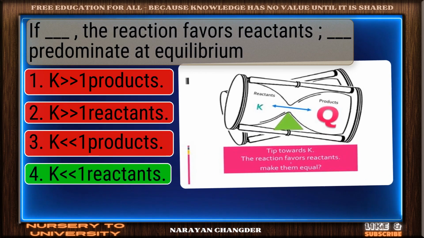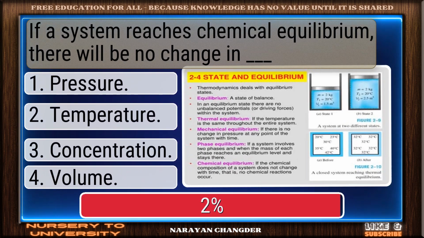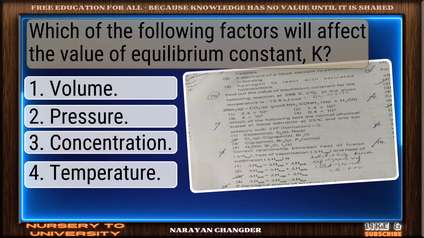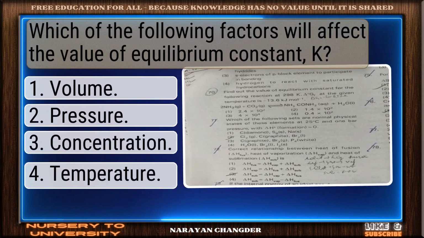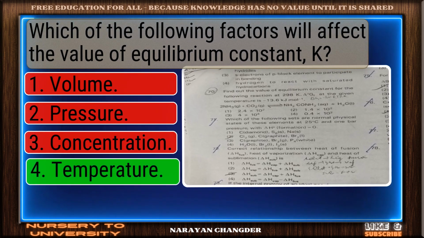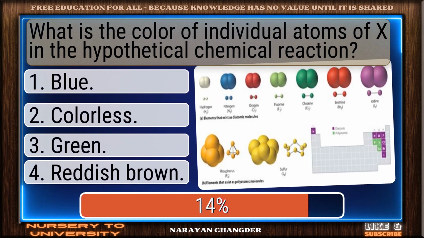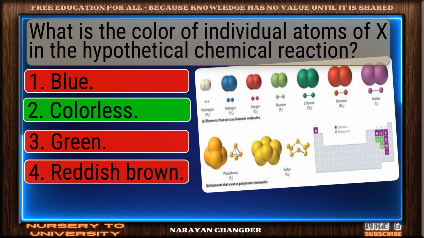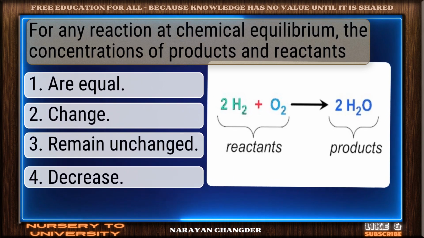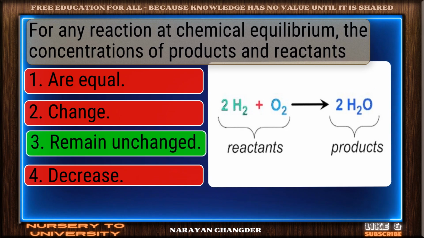On track. K less than 1, reactants. If a system reaches chemical equilibrium, there will be no change in dash. Great job. Concentration. Which of the following factors will affect the value of equilibrium constant, K? Nice work. Temperature. What is the color of individual atoms of X in the hypothetical chemical reaction? Outstanding effort. Colorless. For any reaction at chemical equilibrium, the concentrations of products and reactants. Confident and correct. Remain unchanged.